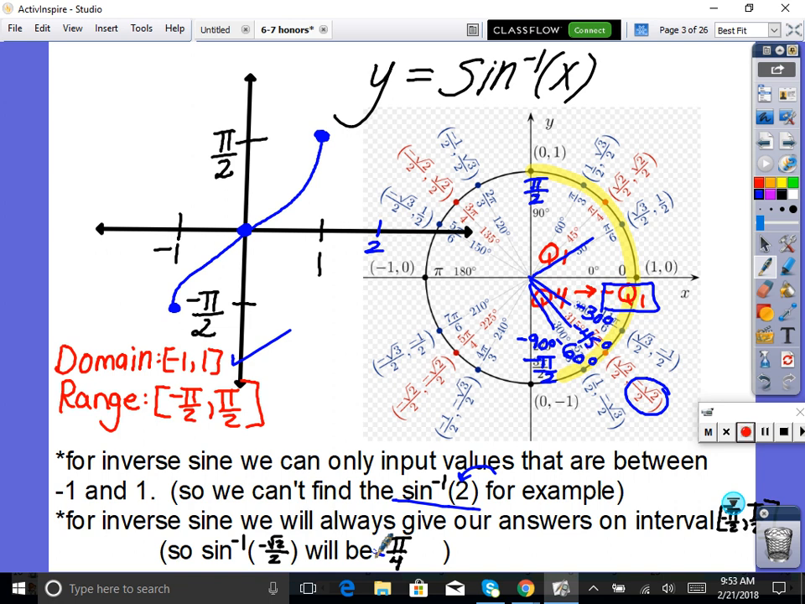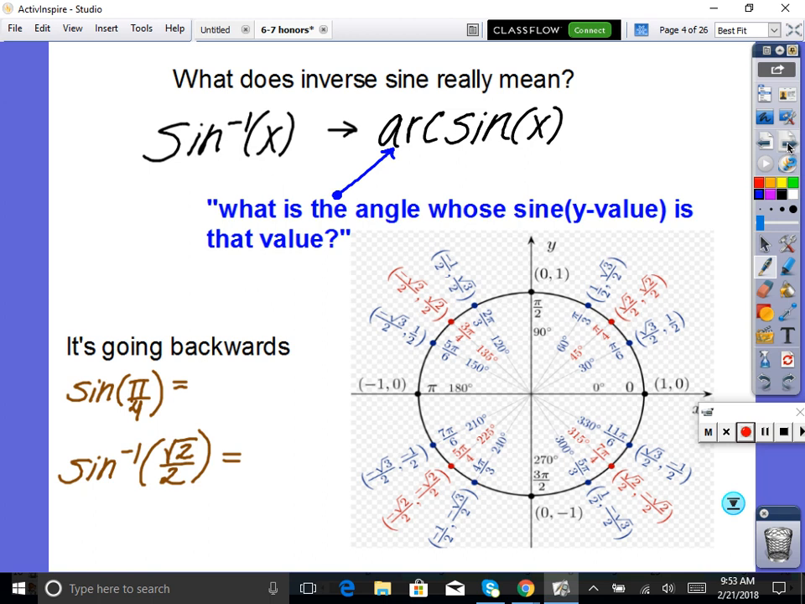So some of you are probably saying, well, wait, I'm a little bit confused. So let me explain better. This is really what you're looking for when it says sine inverse. Now, everybody listen. Sine inverse is one way of writing it. Arc sine is the exact same thing as sine inverse. It's just a different way of writing it. So they mean the same thing.